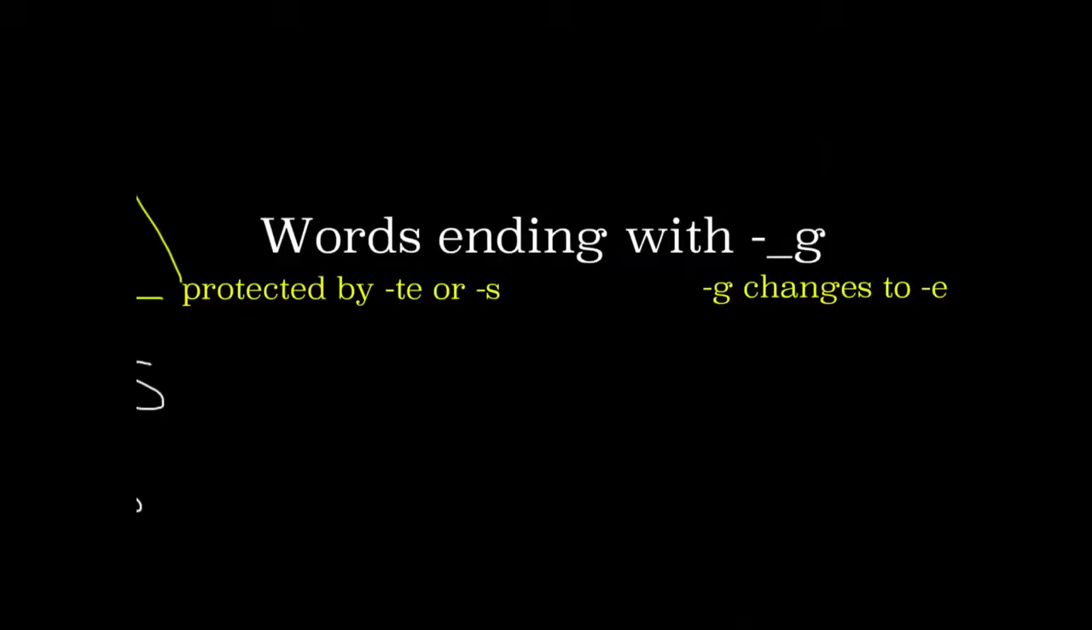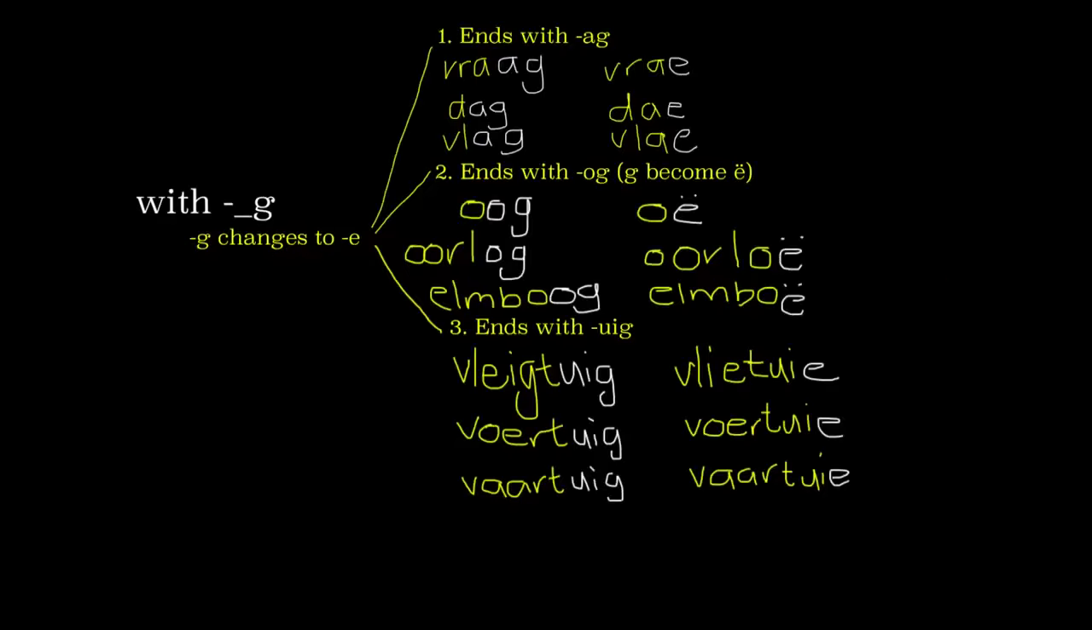Now we're going to look at words ending with G. And there's 2 things that are going to happen. The G is either going to change to an E, or the G sound is going to be protected by adding a TE or an S. On this side, the G changes to an E. Here, there's a twin vowel, and the one vowel gets scared and runs away. So we're left with just the one, and we change the G to an E. Remember, the twin vowel gets scared when he sees an E coming. So vraag becomes vra, dag, da, vlag, vla.